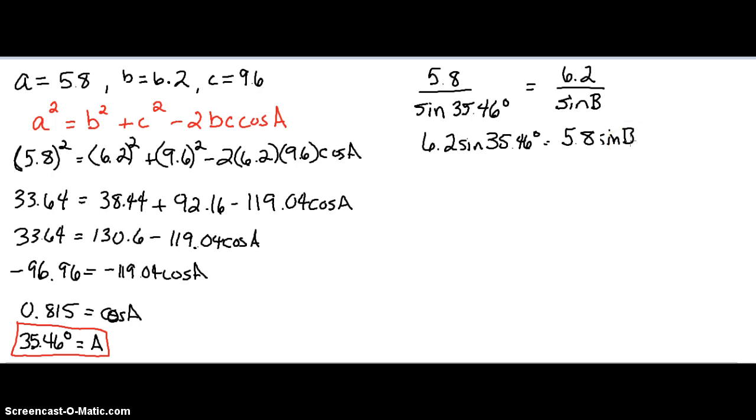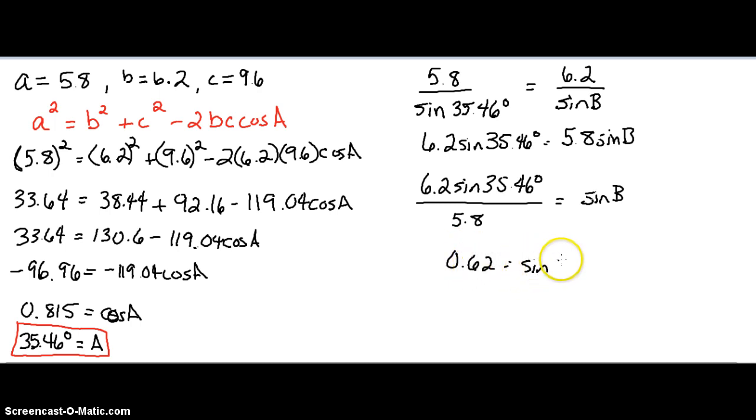To get sine of B by itself, I'm going to divide both sides by 5.8. So that's going to give me 6.2 sine of 35.46 degrees over 5.8 is equal to sine of B. If we punch that in on the calculator and round it to the nearest hundredth, we get 0.62 is equal to sine of B. Now, just like before, I want to get B by itself, so I'm going to take the arc sine this go around. The arc sine of 0.62 is going to end up giving me 38.33 degrees for B.